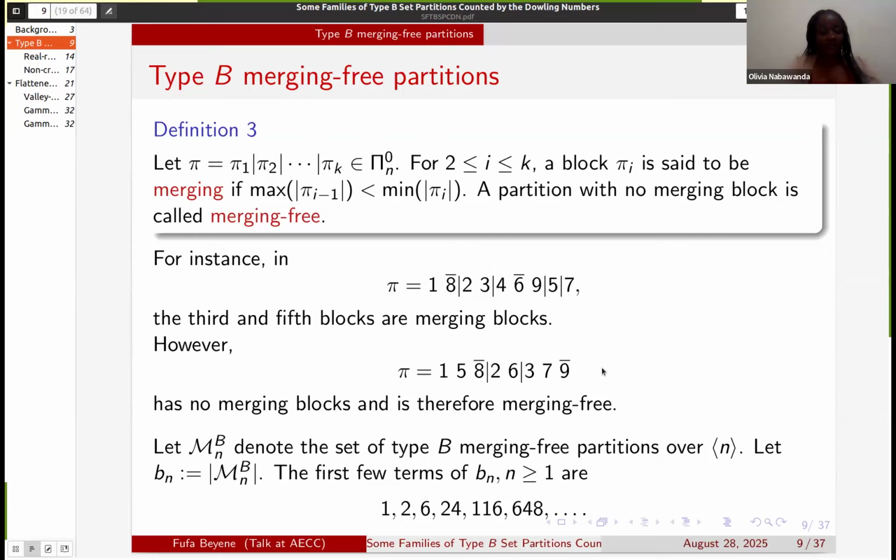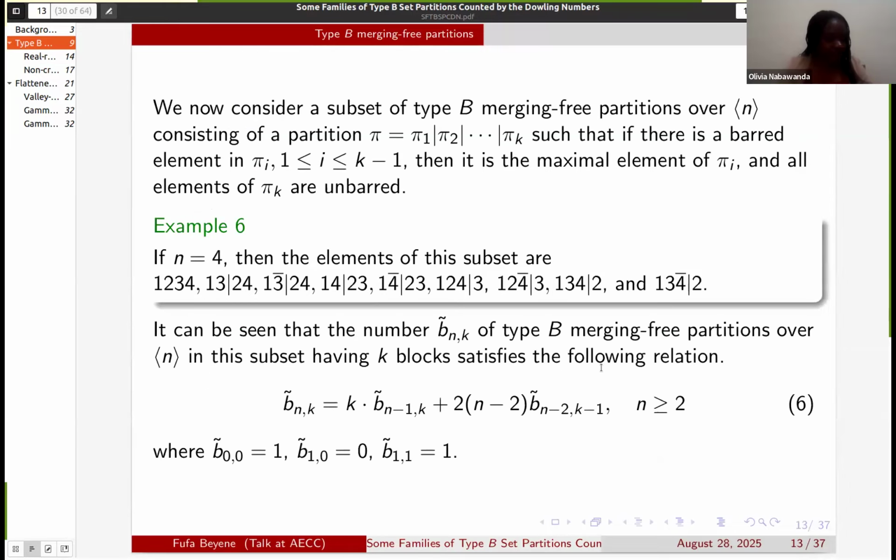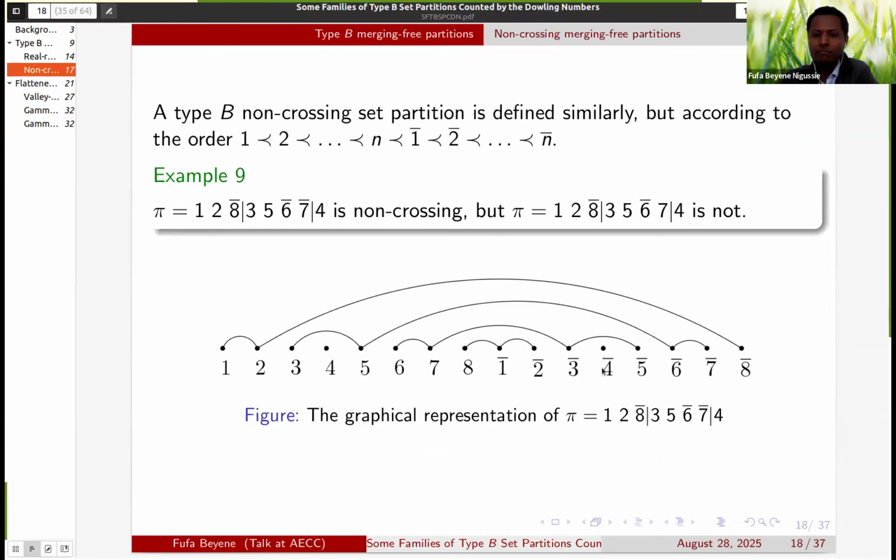Fufa, thank you for the presentation. I just have a simple question about unsigned permutations. You talked about the joint distribution, and you are considering 2 statistics, the descent and the major index. Did you have any specific reason as to why? I think it was on slide 14.